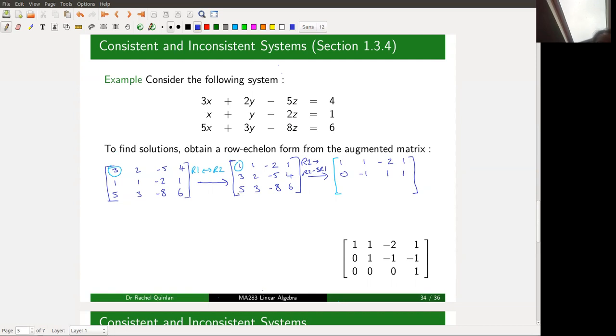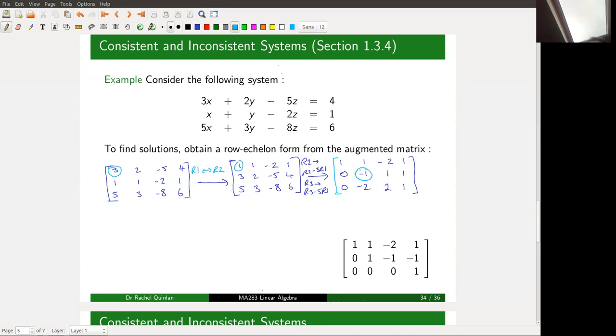Okay, and we also want to clear out the 5 there in the lower left corner. So we should replace row 3 with row 3 minus 5 times row 1 to clear out that 5. And when we do, we get 5 minus 5 times 1, 3 minus 5 times 1, minus 8 minus 5 times minus 2, that's minus 8 plus 10, and 6 minus 5 times 1, which is 1. Okay, fine. We're in good shape now. We have column 1 cleared out.